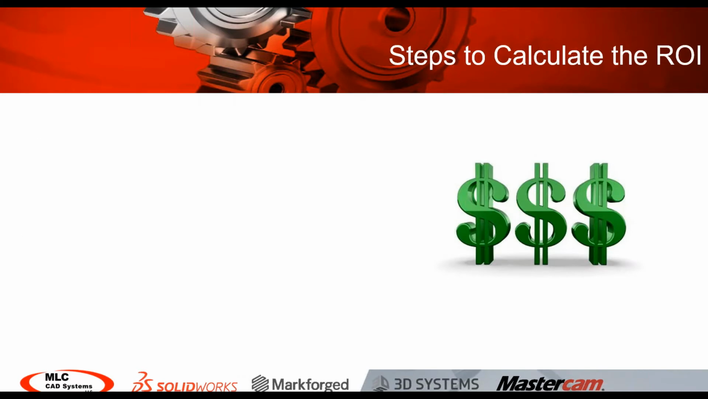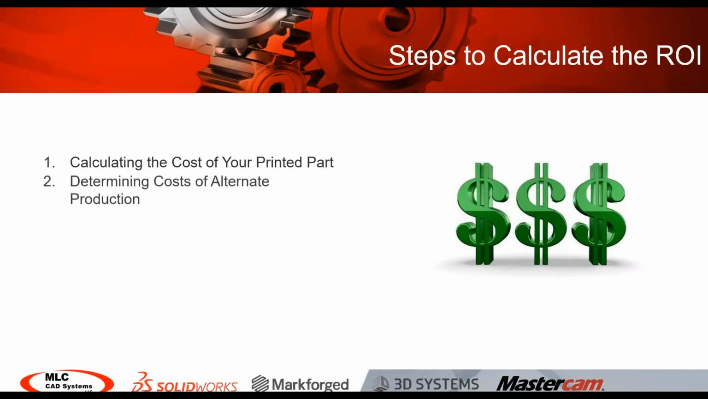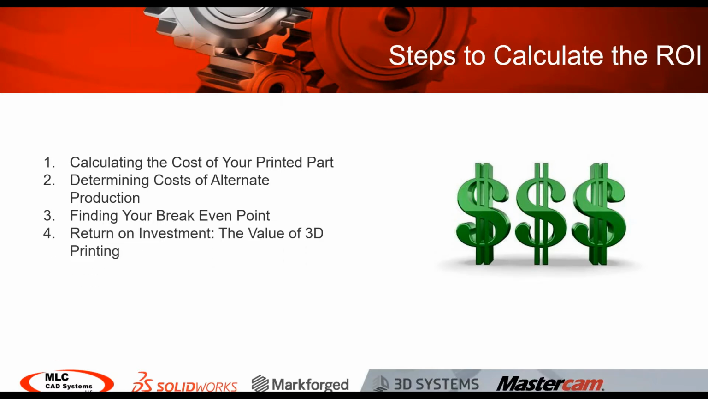The first step is to calculate the ROI. We're going to calculate the cost of your printed part. I'm going to use an example. We're going to determine the cost for an alternate production. Find your breaking point. Develop an ROI and the value of 3D printing. And then finally, calculating your ROI.